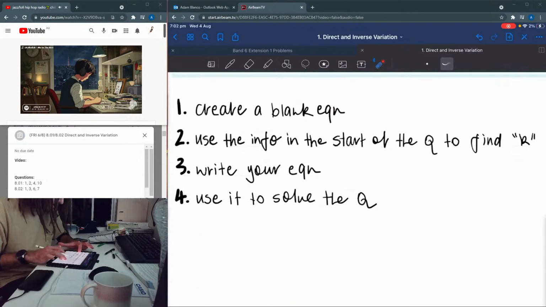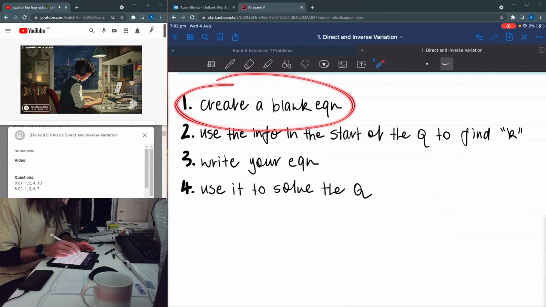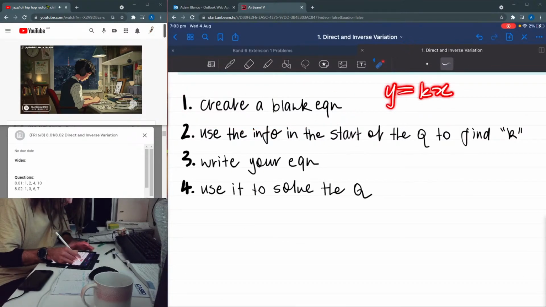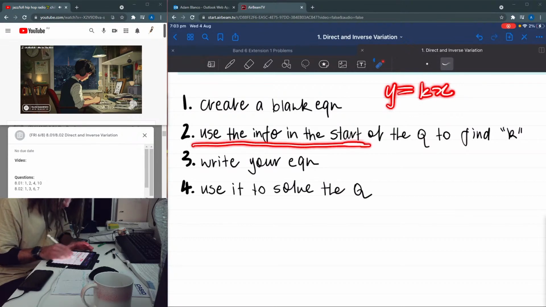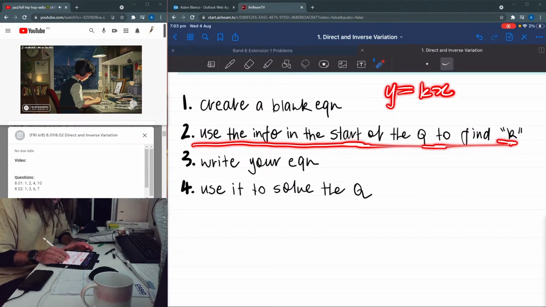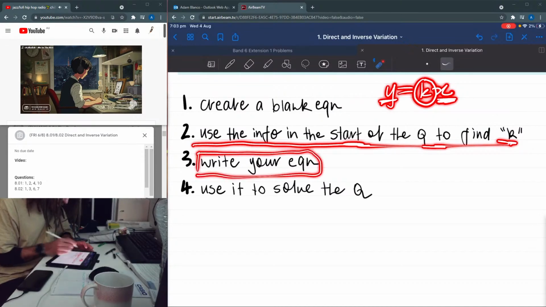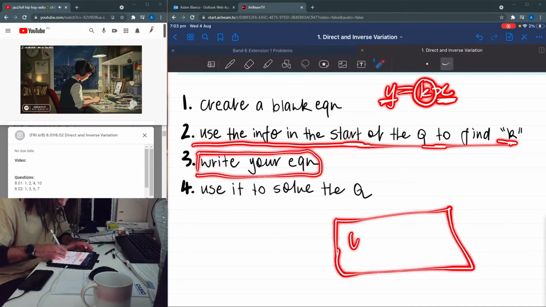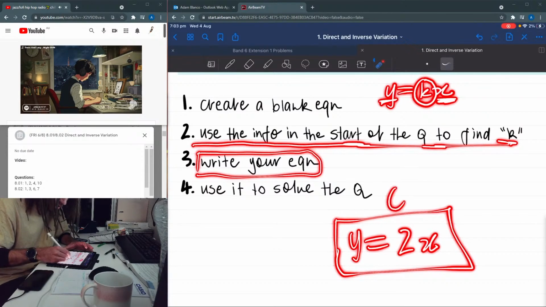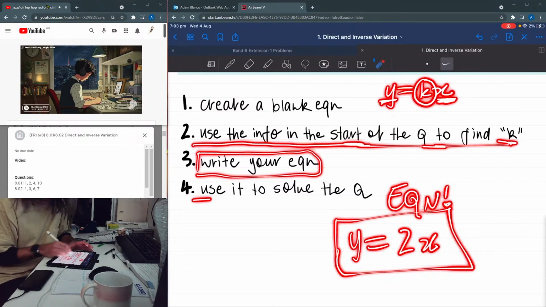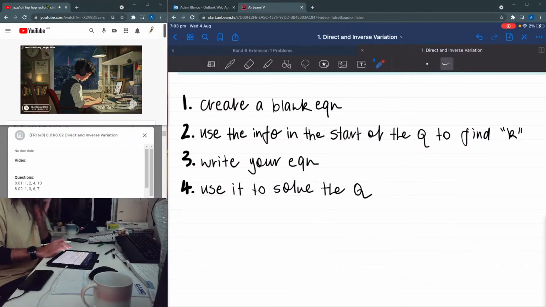So I kind of think of it like this. Make a blank equation, so blank being like this. Then use the info at the start of the question to find k. At the very start of the question, there'll be information about these two things. Substitute them, rearrange for k. Then you're going to write your equation. So remember I kept putting it in a box. Write your equation and actually write what k is. So pretend it's 2. That's the equation that you're going to use for every question. Then you actually use it. So in other words, part A, B, or C, or whatever. That's it. So they're exactly the same.